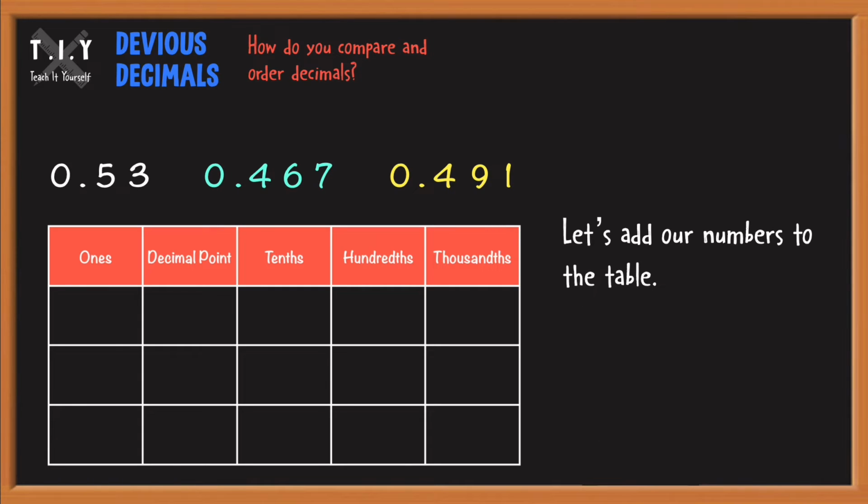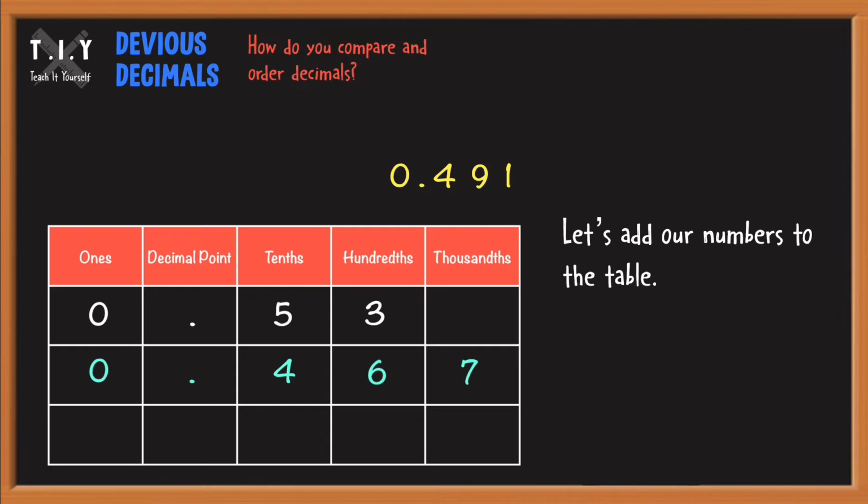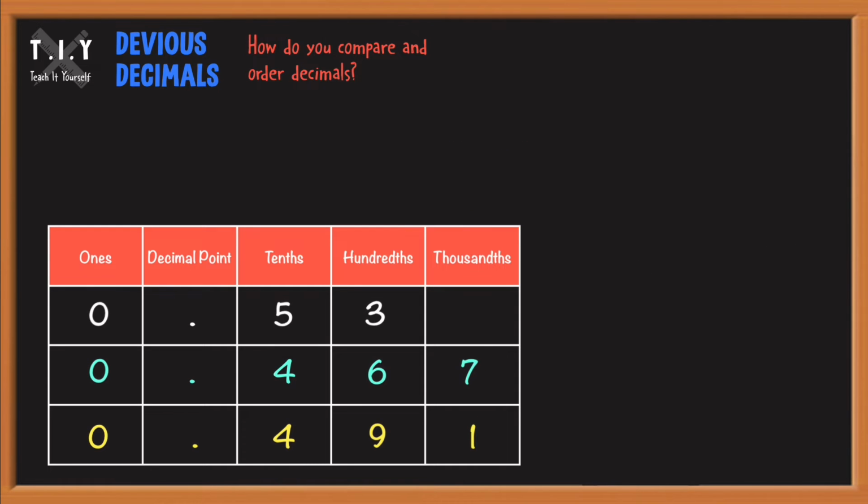So let's add our numbers to the place value table. 0.53, so we have 0 in the ones, a decimal point, a 5 in the tenths, and a 3 in the hundredths. The second number, 0.467, a 0 in the ones, a decimal point, a 4 in the tenths, a 6 in the hundredths, and a 7 in the thousandths. For the final number, 0.491, a 0 in the ones, a decimal point, a 4 in the tenths, a 9 in the hundredths, and a 1 in the thousandths.